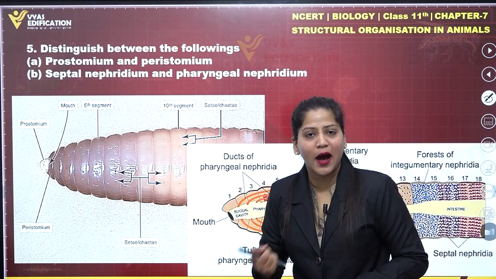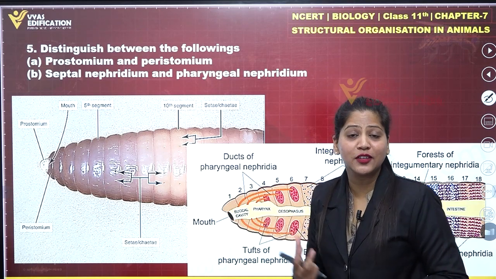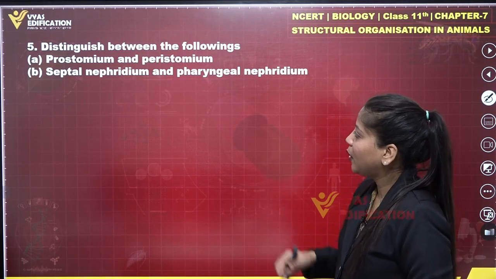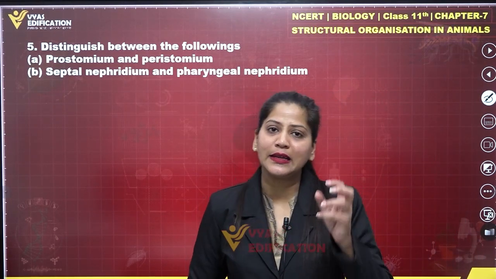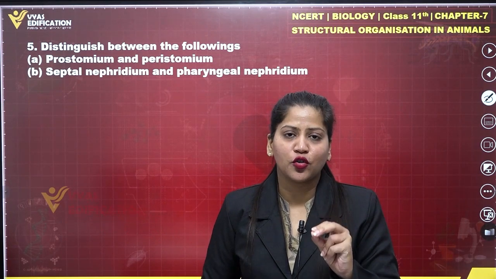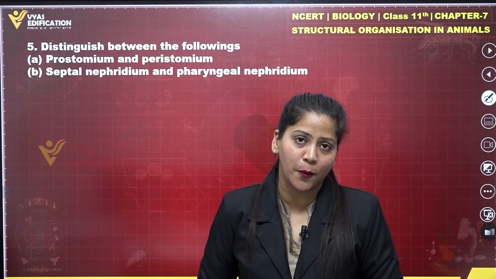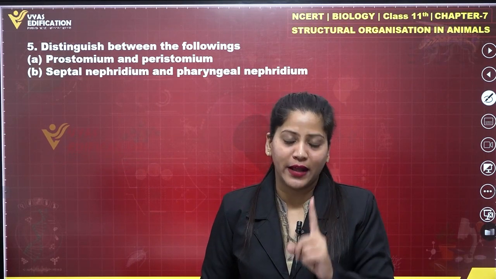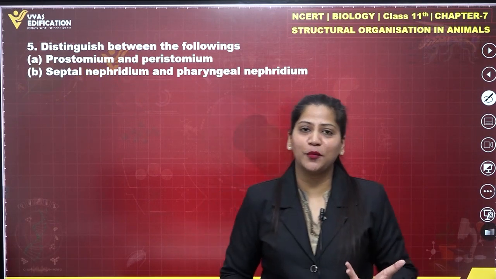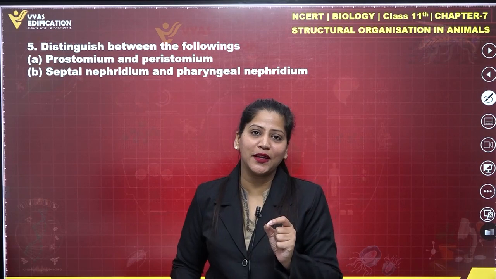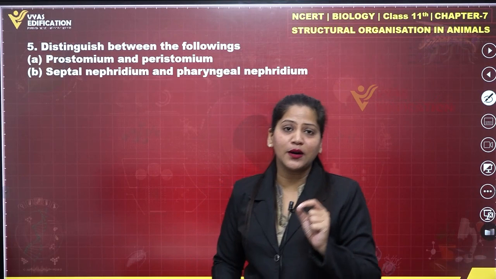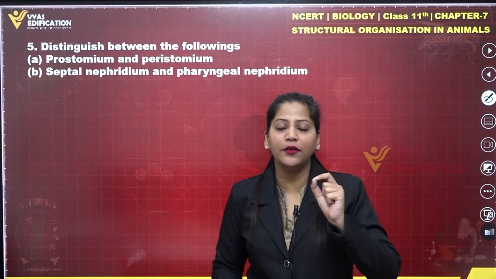Now let's move on to the answer, the definition or distinguishing features between prostomium and peristomium. What is prostomium? It is a fleshy lobe which overhangs the mouth of an earthworm. And what is peristomium? Peristomium is the first segment of the body of an earthworm.